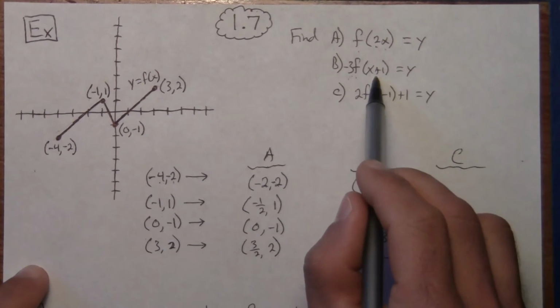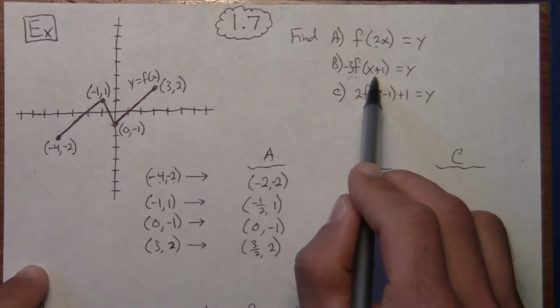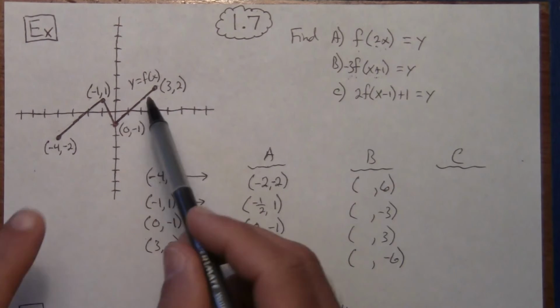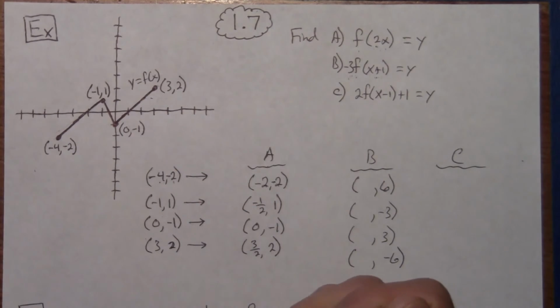Alright, the other rule that we saw here was we have an x plus 1 in the parentheses, and like we always said, if it's in parentheses, it's the opposite of what it looks like. It looks like you're adding 1, that means you're really subtracting 1 from all the x values. In other words, this function is going to move 1 to the left.